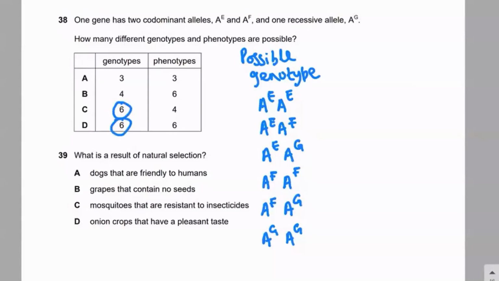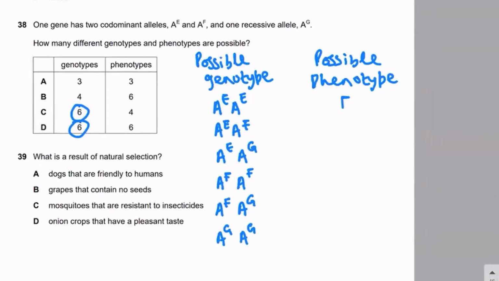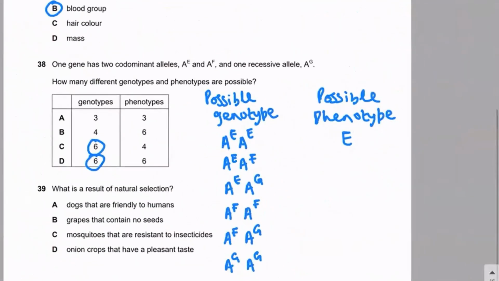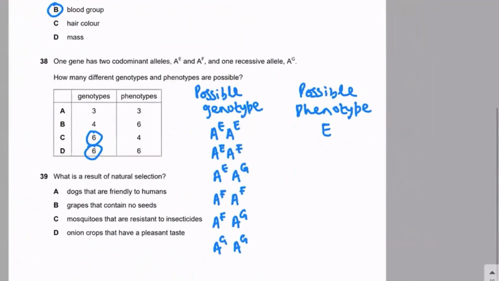What about phenotypes? Let's write the possible phenotypes. What is phenotype actually? Phenotype is a visible characteristic that we see in an individual, and phenotypes always depend on genotypes. So AE AE means the phenotype will be E. We don't know what the trait is, but it will be due to these genes or alleles. If they are saying that the allele is AE, so maybe we can write that the phenotype would be E, because they haven't mentioned any phenotype.